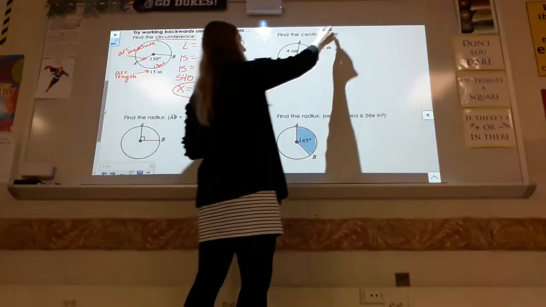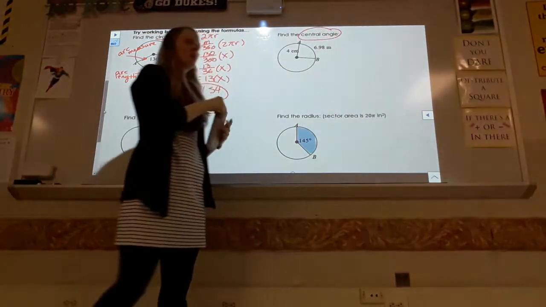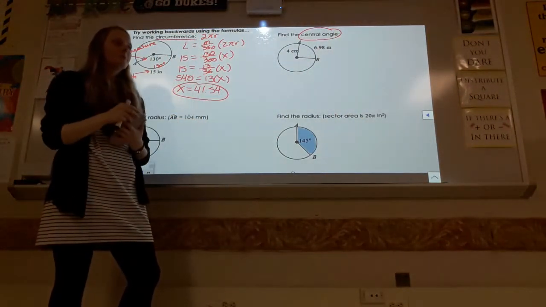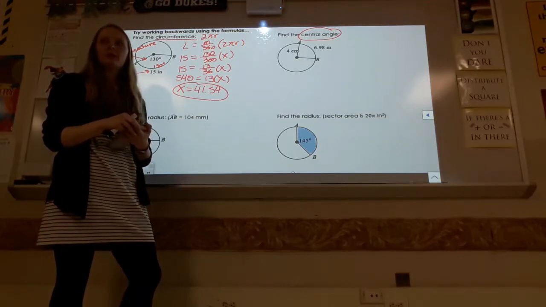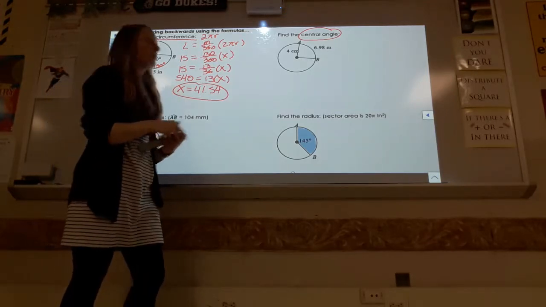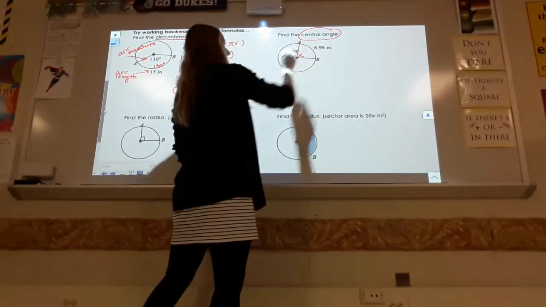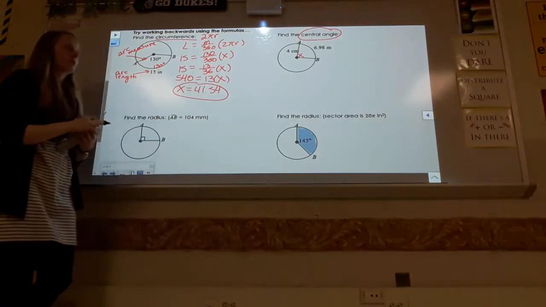I'm looking for the central angle. Where is that in this picture? Where would you find a central angle? In the middle. I'm going to call it x because they haven't really named it anything else, so I'm just going to call it x right there.